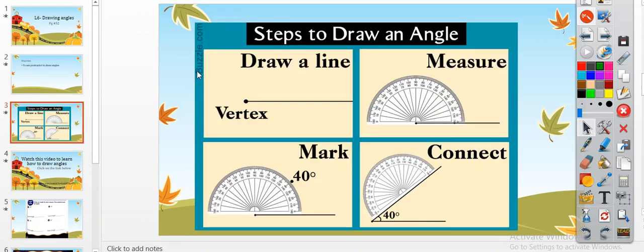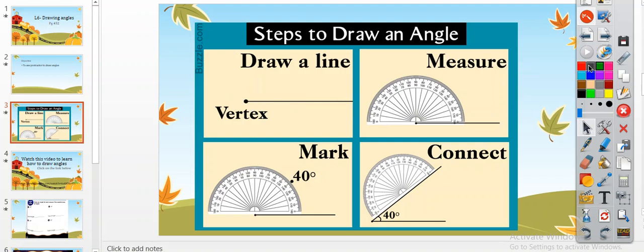Now here are the steps of how to draw an angle. First, you draw a line. Then you identify the vertex that you're gonna start from. You put a point here. Then you bring the protractor and measure the angle.